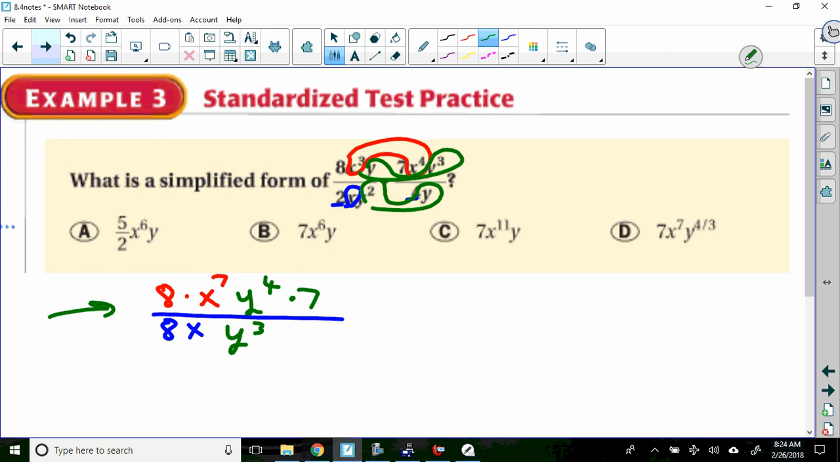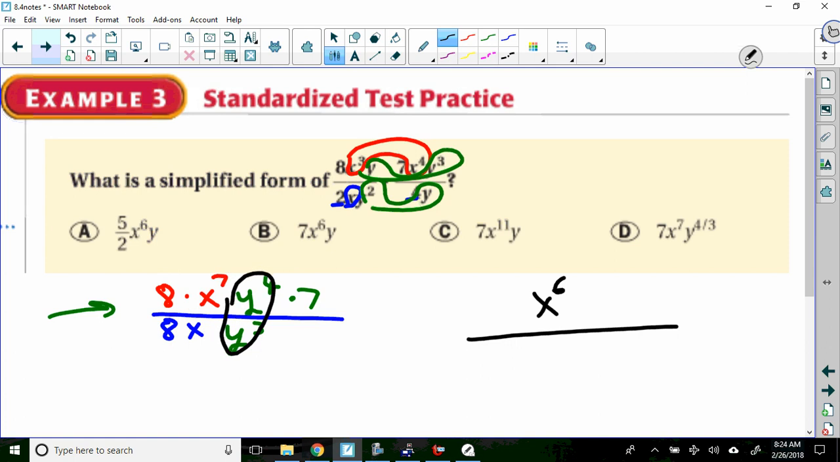Some of the x's are going to cancel. If you remember your exponent rules across the fraction bar, what do you do with the exponents? Subtract them. So we're going to end up with x to the what in the numerator or denominator? X to the 6th in the numerator. Okay. Let's move on to the y's.